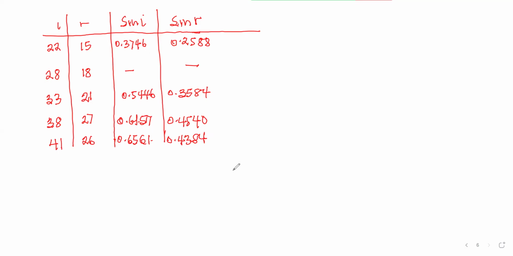And you have to complete the table and then plot a graph of sine I on the vertical axis against sine R on the horizontal, and then use your graph to determine readings. Okay.